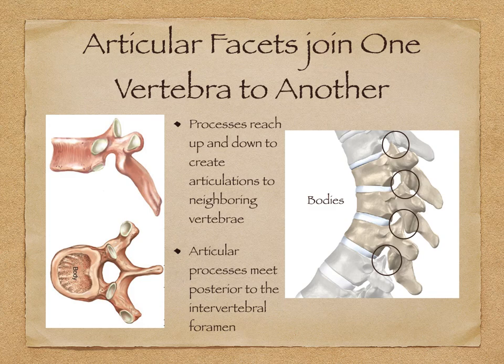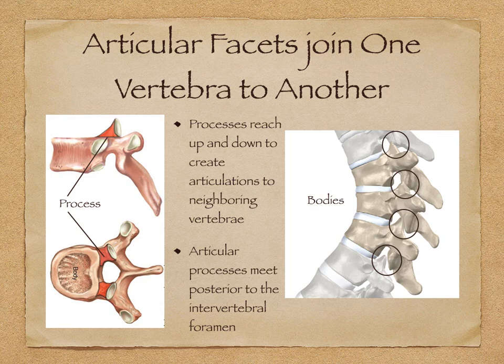In this picture, the processes meet on the posterior part of the intervertebral foramen. You remember that the intervertebral foramen was in the other lecture that we did first. So let's point out these processes. Over on the picture on your left, you can see I've colored in red the processes. And remember, a process is just a piece of bone that sticks up.